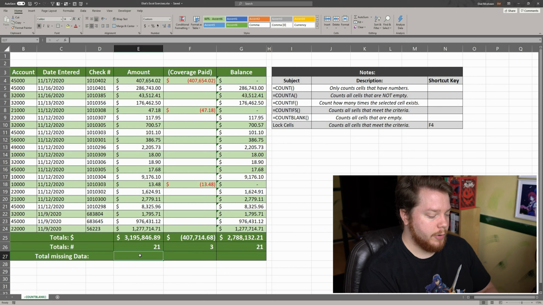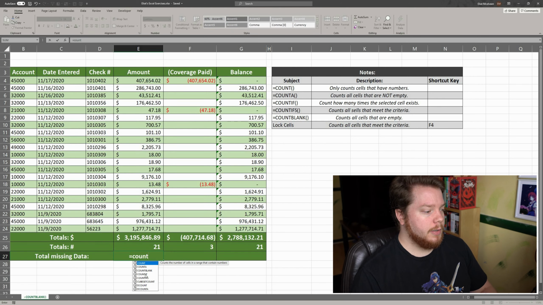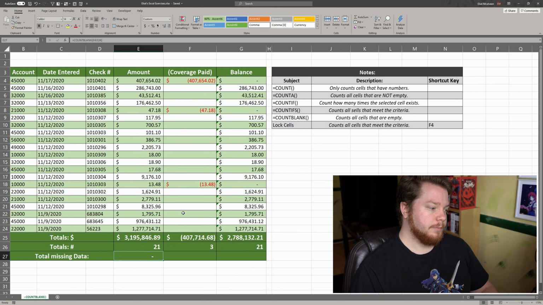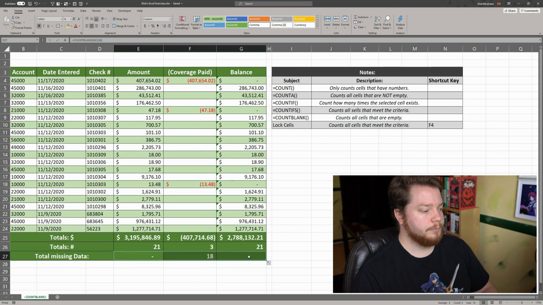So let's get started. We're going to do equals COUNTBLANK. Go ahead and hit tab on that, and make your selection like we normally do. And hit enter. As we see, we have a 0. There's not a single empty cell in the range that I selected. So then we can drag this over to the right. And here we have the 18.